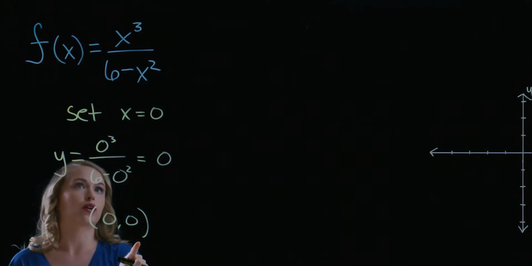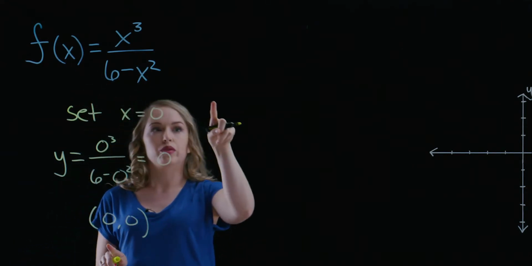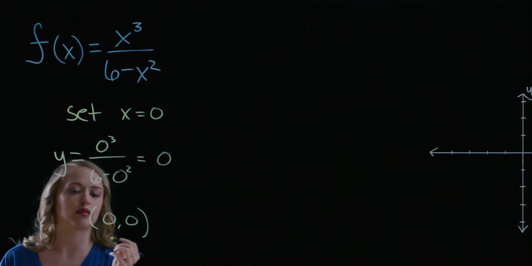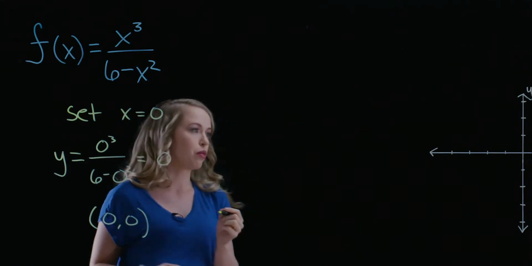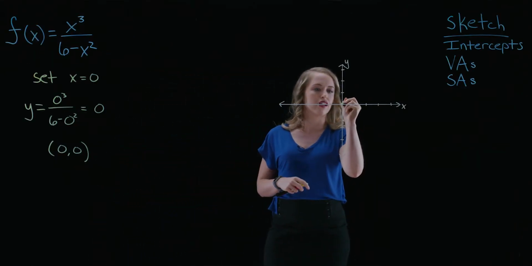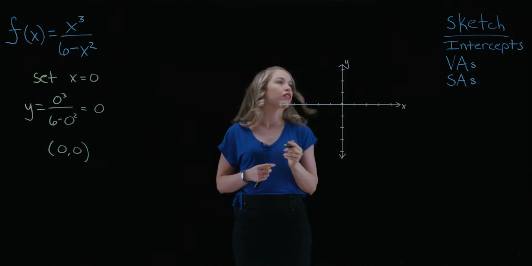And that actually works out really well. I don't even need to set y equal to 0 and solve because I've gotten this as my intercept. It means that both the x and y intercept are this point. So I can go ahead and graph that point. I have found my x and y intercepts.